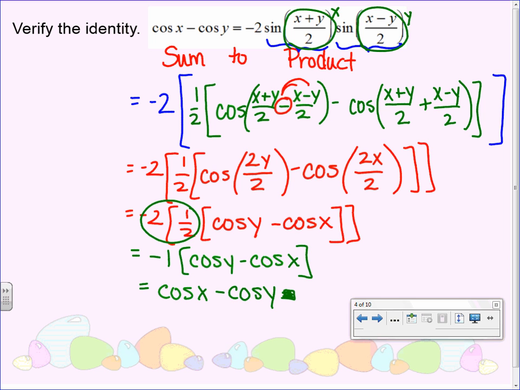And that's it. And this is how you would prove any of the sum to product identities. You would expand the more complicated side using product to sum. They're all going to look very similar.